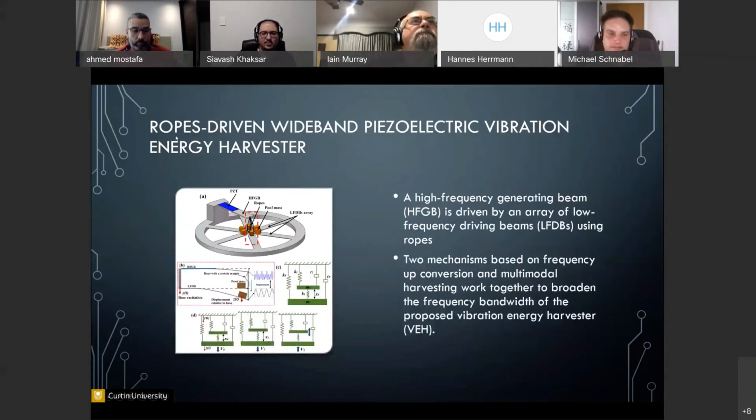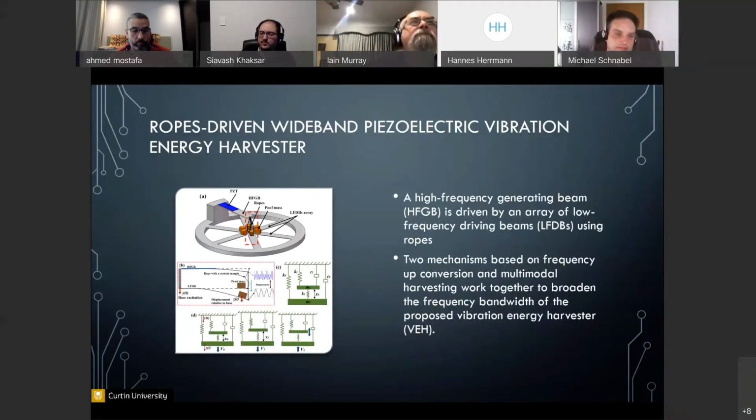The second one, the rope-driven wideband piezoelectric vibration, which is based on the tension of the rope and a bunch of weight connected to there. We actually had another student graduate with a similar idea to that, where he had weights connected, and the other end was connected to a simple DC motor.